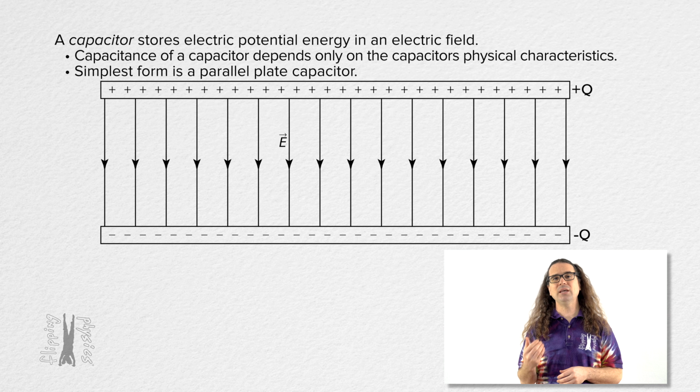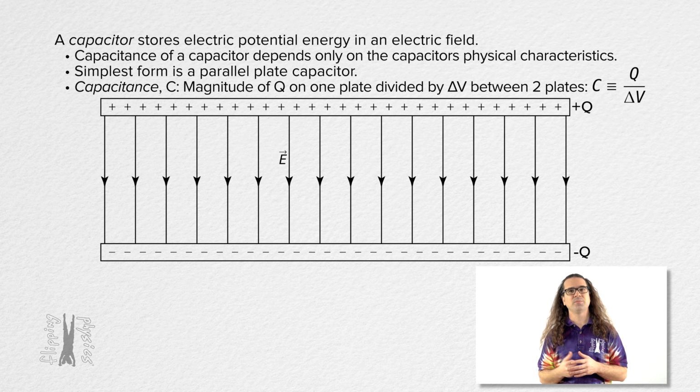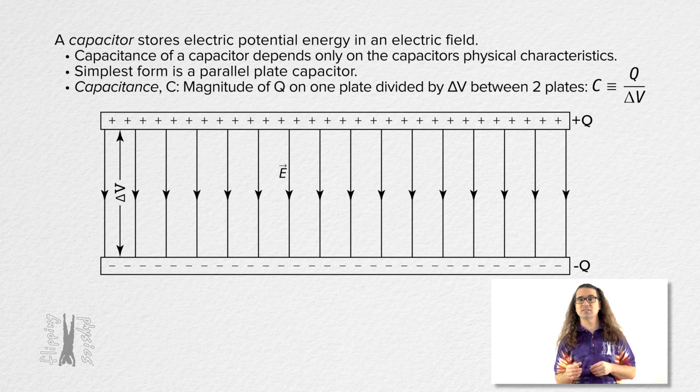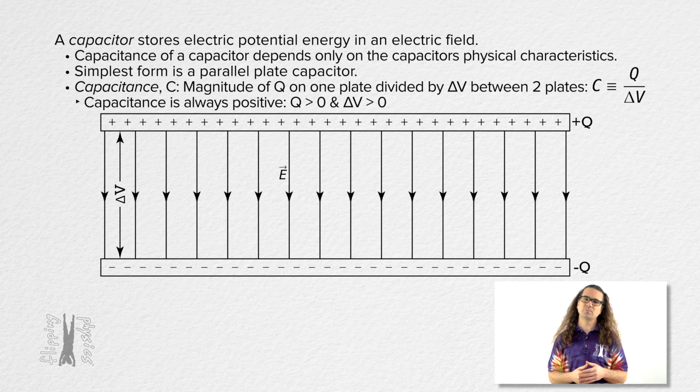The two plates have equal magnitude charges, but opposite sign, and the electric potential energy is stored in the electric field of the capacitor. Capacitance, capital C, is defined as the magnitude of the charge stored on one plate divided by the electric potential difference between the two plates. Capacitance is always positive, which means that capital Q is the charge on the positive plate, or the magnitude of the charge on the negative plate. And delta V is the positive electric potential difference between the two plates.